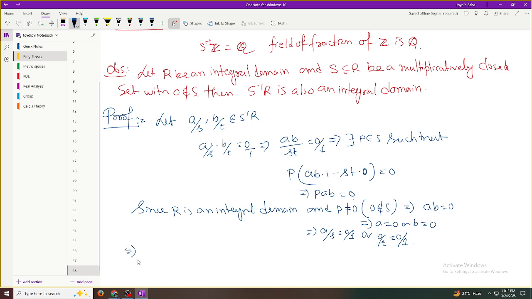Therefore S inverse R is an integral domain. So if you take specially S equals R minus 0, then it is a field and it is the smallest field containing R.